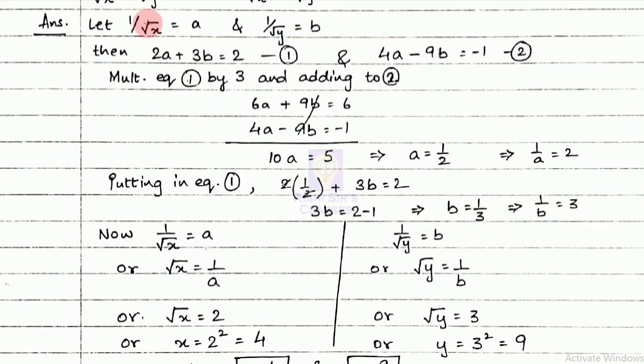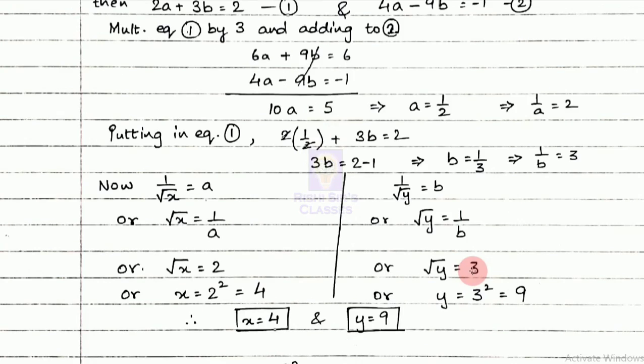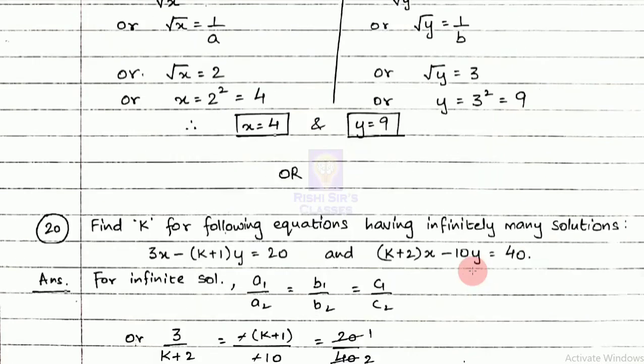We have assumed 1 upon root x as a. So we can put 1 upon 2 is equal to 1 upon root x, or root x will come as 2. We will square it, and x will come as 4. In the same manner, we put root y equal to 3 and y will come as 9. So 4 and 9 are the final answers.